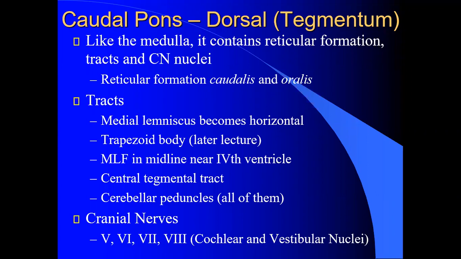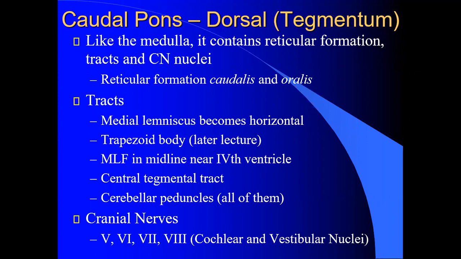The tracts that we'll look at that are running through are the medial lemniscus, of course. We're going to see that become horizontal. We're going to spend a few minutes on that. And then what we're not going to do is discuss hearing, which is an enormous part of the caudal pons. We have two separate lectures later in the course on hearing, but we will see the trapezoid body and other parts of the hearing system.